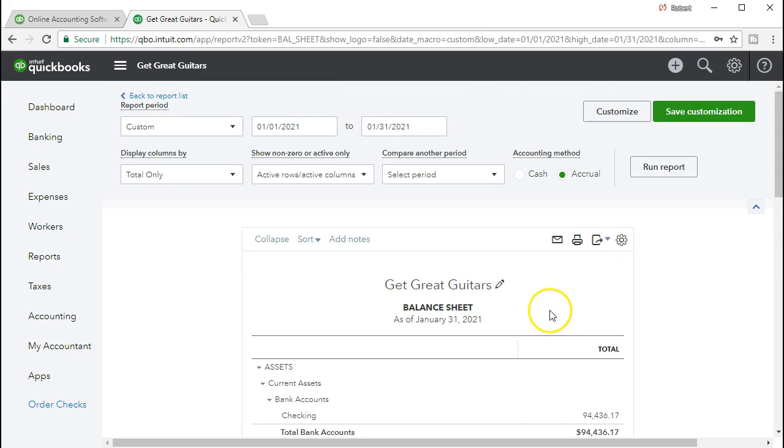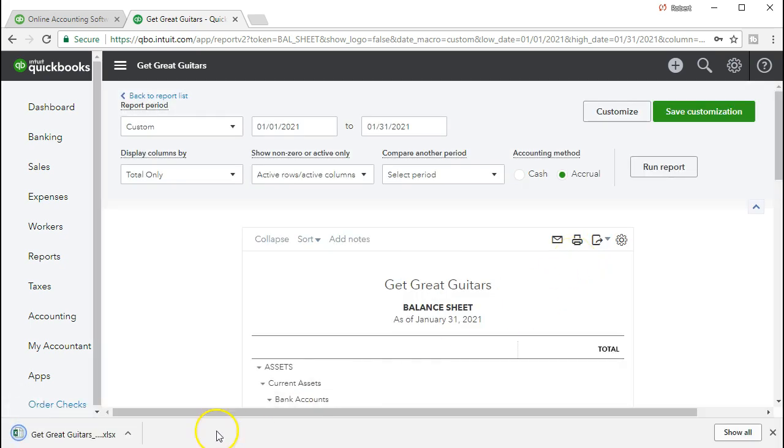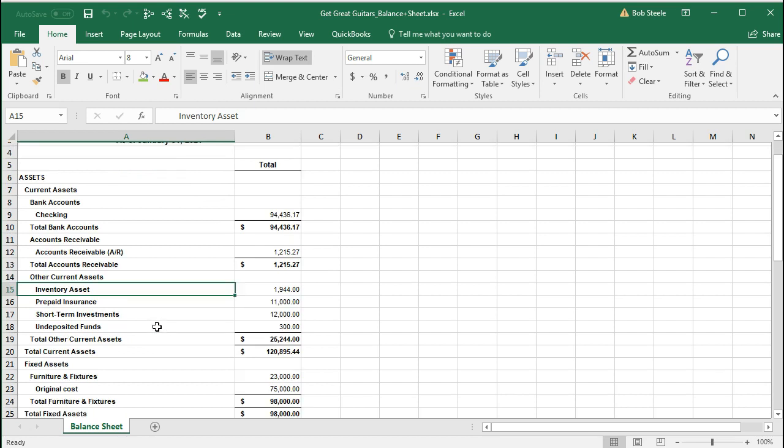We're going to go ahead and print this report and export it, I should say, to Excel. So I'm going to export to Excel. Here it is. I'm going to open that up and see what we have. Here it is. I enabled the editing and we have the report.